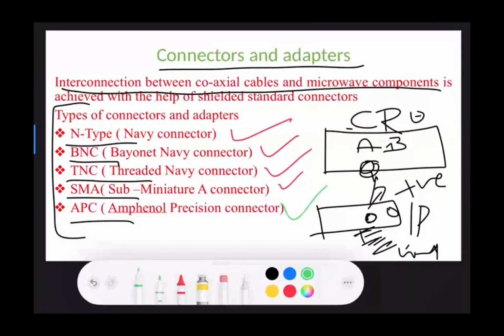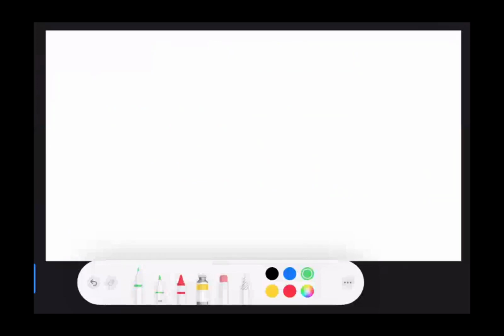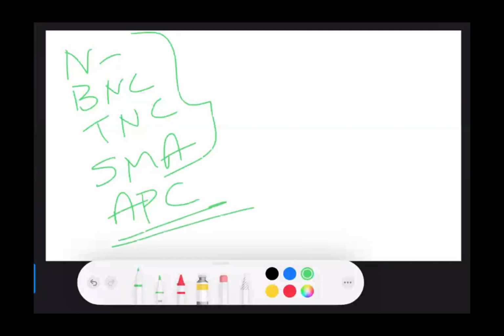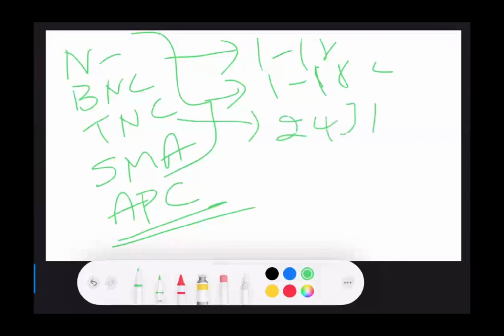So this is all about the connectors and adapters. We have 5 types of connectors, that is the N type, the BNC, the threaded navy connector, the subminiature A connector, and the amphenol precision connector. The first 4 connectors have male and female terminals, and the APC is the only connector which does not have the male or the female junction, so they are called sexless connectors. The N type connector can work from the frequency range of 1 to 18 gigahertz. Then BNC also can work from 1 to 18 gigahertz, whereas the threaded navy connector can operate up to 24 gigahertz, and the APC connector can operate up to 34 gigahertz.